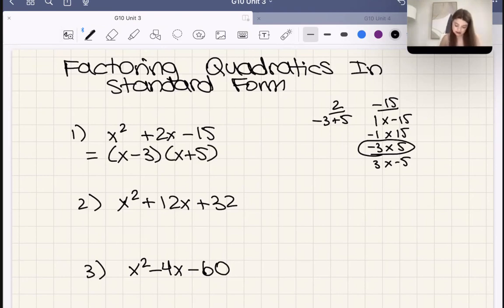Now, something I want to remind you about with factoring is not changing an equation. Factoring is changing the form of an equation. I know I will sound like a broken record, but I will continue to say this many, many times throughout this entire unit.